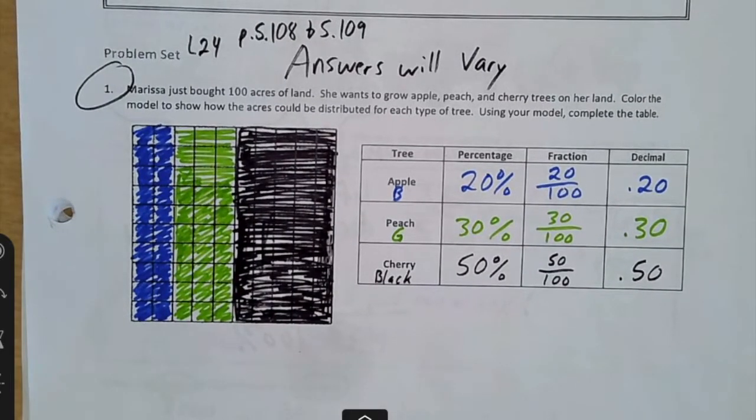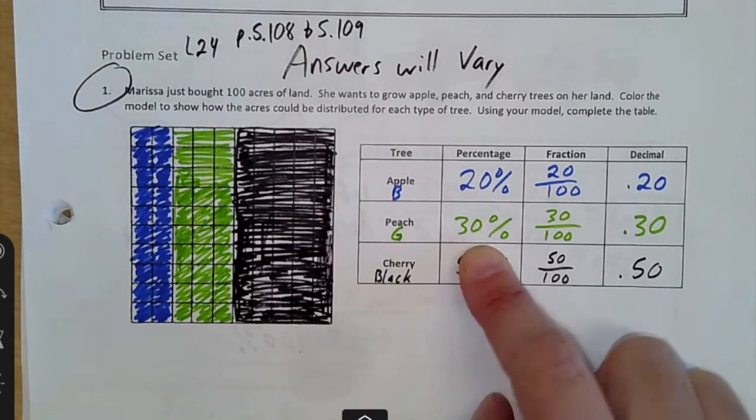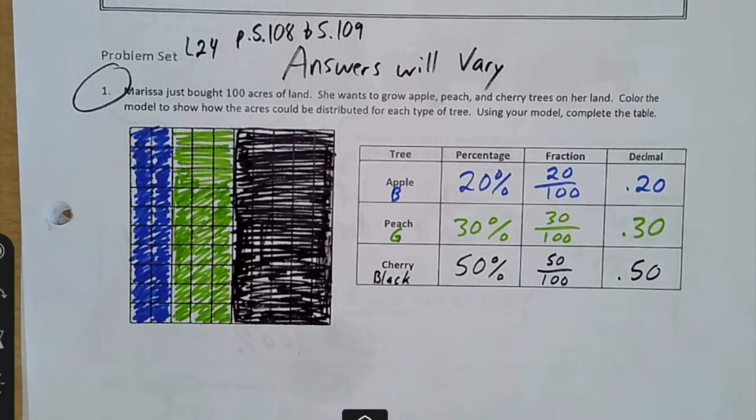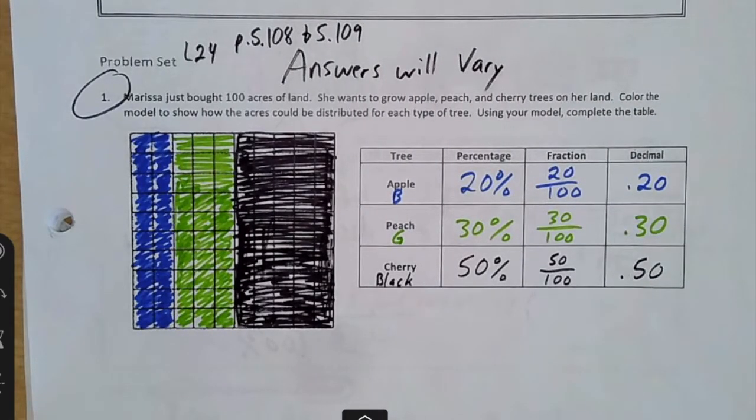Answers can vary here because you could have split yours up however you wanted. As long as your three numbers add up to 100 and you have the whole thing shaded in, that's what we're looking for in your answers. On the back side, you had another example you were supposed to do.